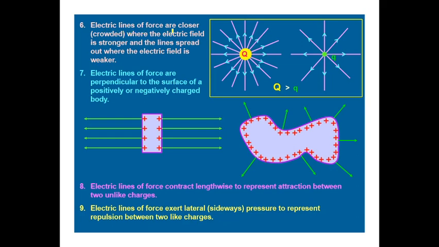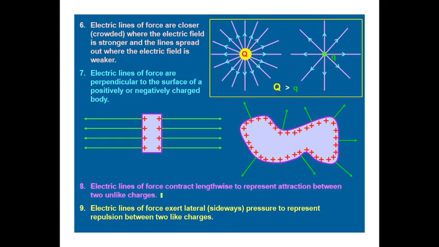Electric lines of force are closer or crowded where the electric field is stronger. When the electric field is stronger, the electric field lines are closer, crowded. And when the field lines spread outward, there will be less electric field strength. The next property: electric lines of force are perpendicular to the surface of a positive charge. They are outward and perpendicular to the surface. This is the outward direction.